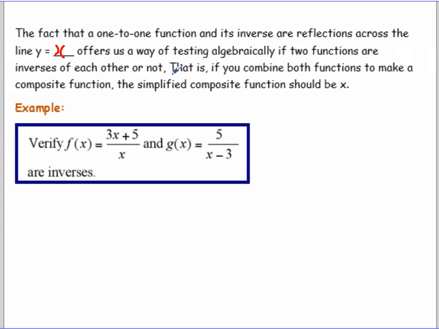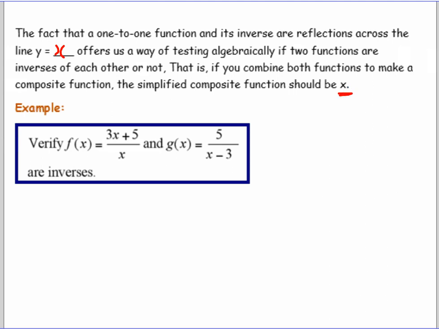So imagine you weren't dealing with graphs at all, but just purely the algebra. So a classic question could be, just verify that that thing and that thing are actually inverses of each other. The way you can test it is if you combine them both to make a composite function. Because it's reflections in the line y equals x, the composite function, when you simplify it, should simplify down to x.